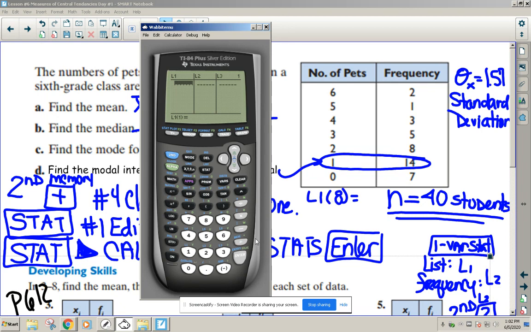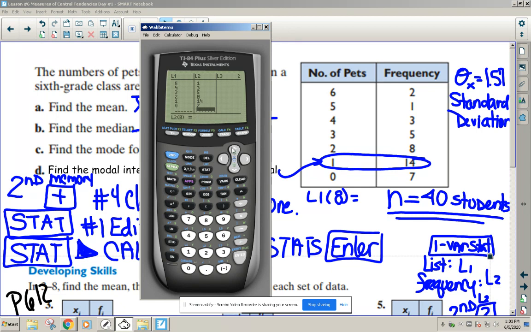So in list 1, I'm going to put the number of pets. Kids had 6 pets, 5 pets, 4 pets, 3 pets, 2 pets, 1 pet, no pets. Now you hit the arrow, and you're on the second list. 2 kids had 6 pets, 1 kid had 5 pets, 3 kids have 4 pets in their home, 5 kids have 3, 8 kids have 2, 14 have 1, and 7 kids in this class have no pets.